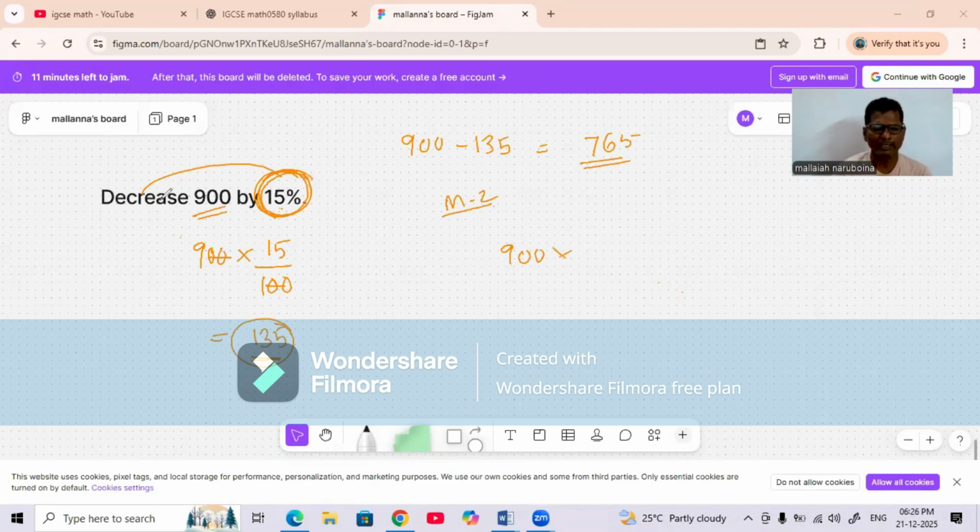Method 2. So first write 900. A 15% decrease means it becomes 85%. So write 85 by 100. 15% decrease means it becomes 85%. Now 2 zeros get cancelled. Multiply 85 by 9. 9 5s are 45. 9 8s are 72. 72 plus 4 is 76. So it will be 765.